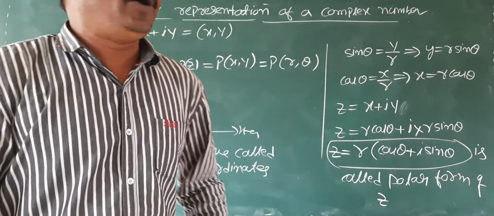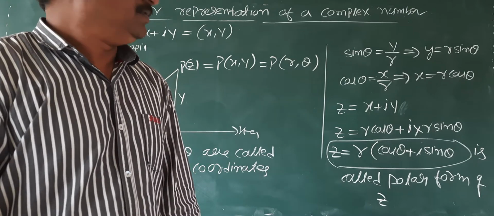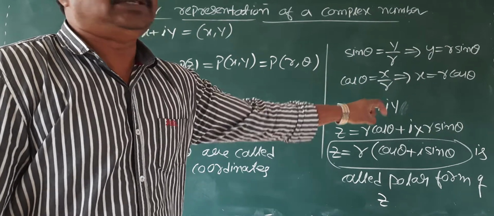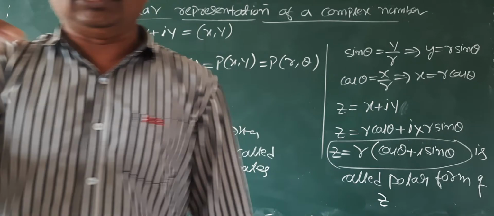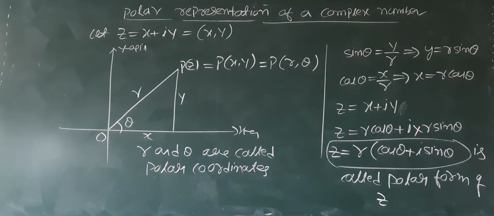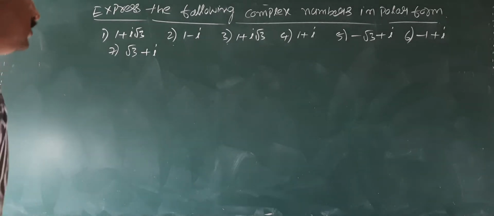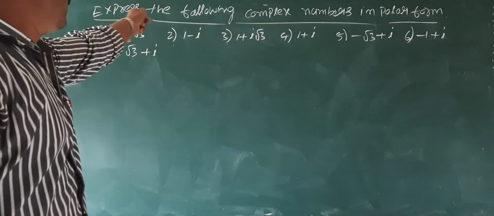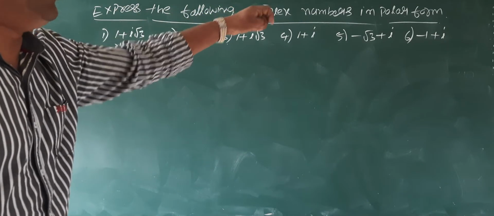What is the polar form of a complex number? r into cos theta plus i sin theta. The polar form of any complex number is r into cos theta plus i sin theta. Now let us go for solving problems on this. Express the following complex numbers in polar form.